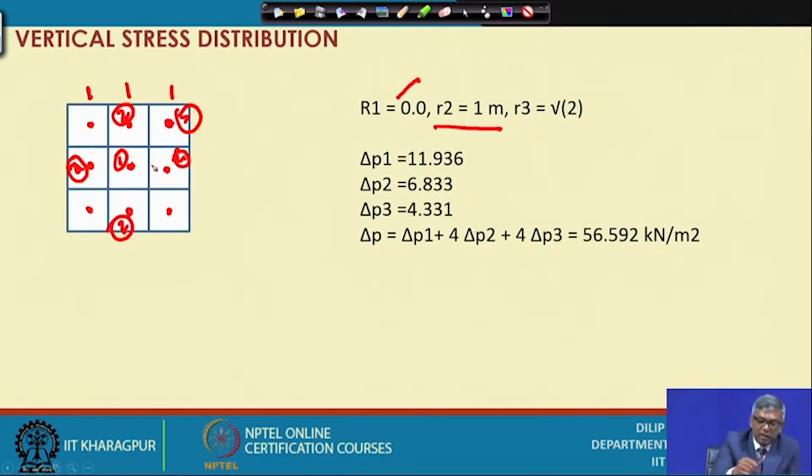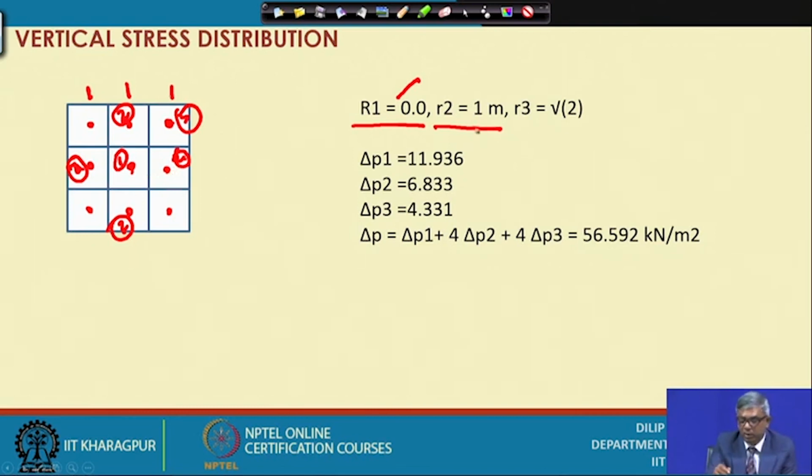If I calculate, R1 is obviously 0, when I apply the load at the center, then your radius becomes 0. And when I apply load here and find out the effect here, what is the radial distance? You can see this is 1 meter and this is 1 meter. The half of this is 0.5 meter, half of this, the distance between these will be 1 meter.